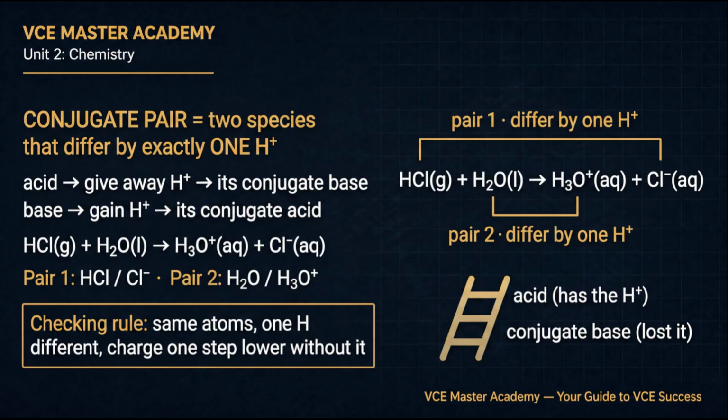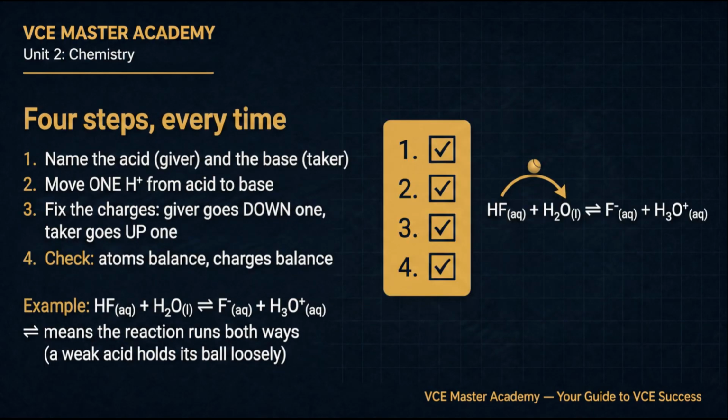And here's your checking rule, worth real marks. The two partners must have the same atoms apart from one hydrogen, and the one without the H+ sits one step lower in charge. Look at pair 1. HCl is neutral, Cl- is -1. One H gone, charge one step down. Perfect. If your pair differs by two hydrogens, or the charge doesn't drop by one, something's wrong. Go back and check.